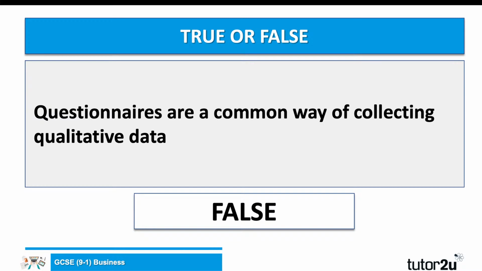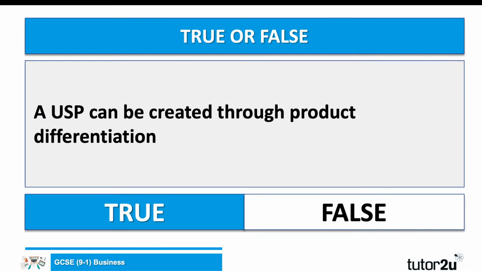2 more questions to go. Next one, please, Jim. A USP can be created through product differentiation. Think about what USP stands for, unique selling point, and then think about how a product may be differentiated. Is this true or false? Yes, questionnaires can have open-ended questions. I can see that comment in the chat.